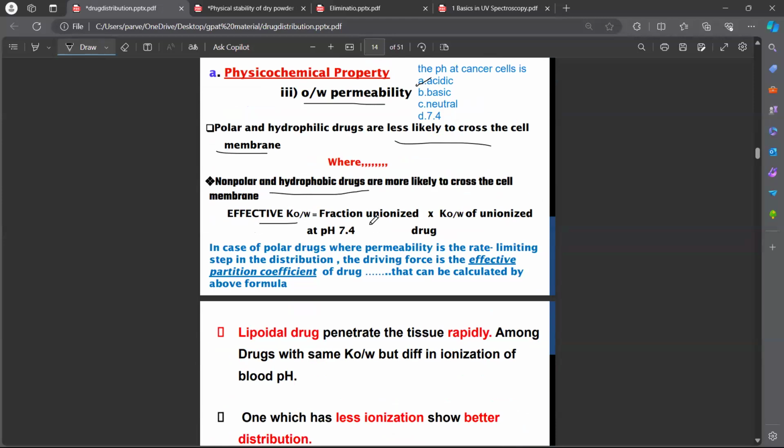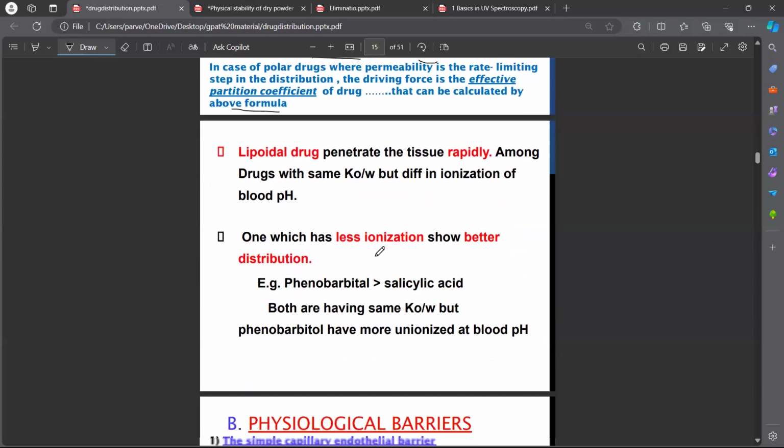The effective KO/W is the fraction unionized multiplied by the KO/W of the unionized drug. Basically, it is the amount of drug unionized in the oil divided by the unionized drug at pH 7.4. In the case of polar drugs, where permeability is the rate-limiting step in distribution, the driving force is the effective partition coefficient, which is the fraction of unionized drug at pH 7.4 and the KO/W of the unionized drug.